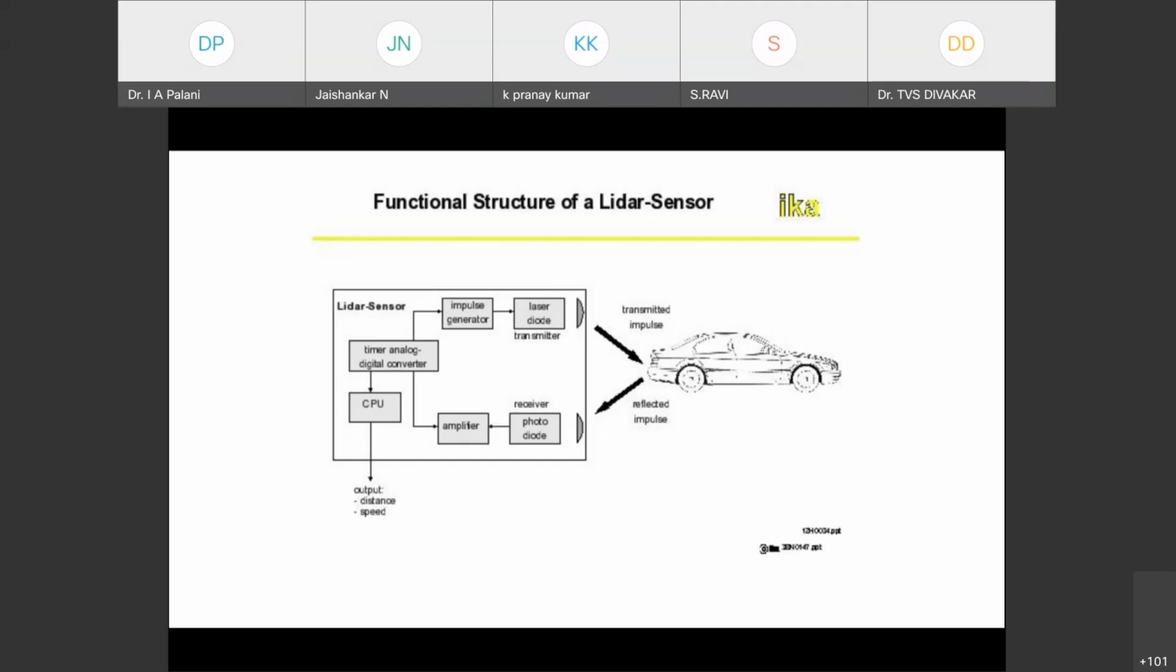In case there is a sudden brake, you will be continuously feeding a light and getting a reflection back. Whenever there is a reduction in the distance, the brakes are automatically applied so that it can be used for avoiding the collision. Here you have a timer and a laser diode as well as a photodiode, which is continuously being monitored. With respect to the continuous monitoring, you can capture the distance between the two vehicles.